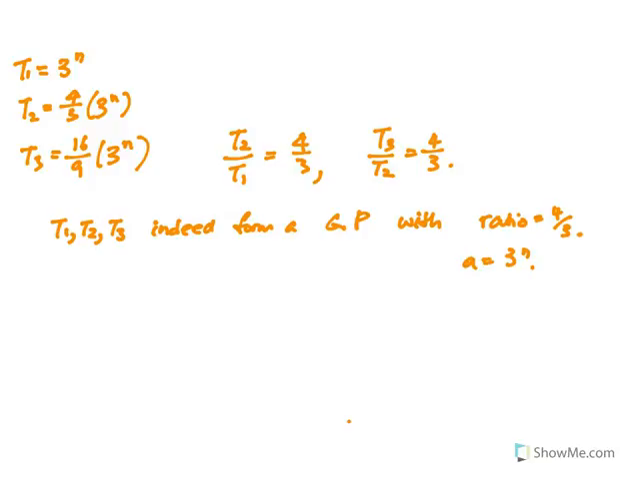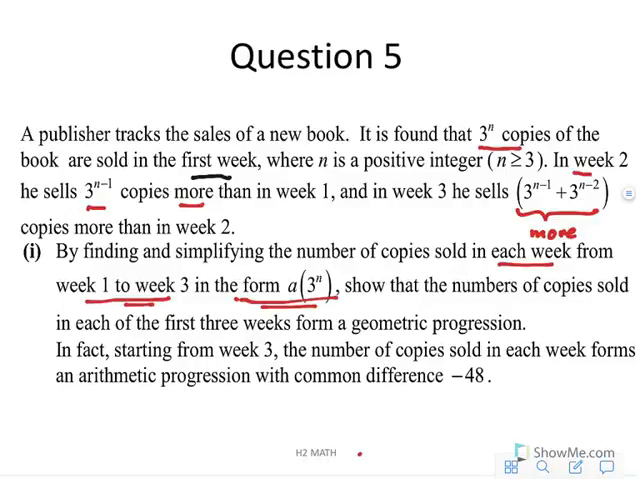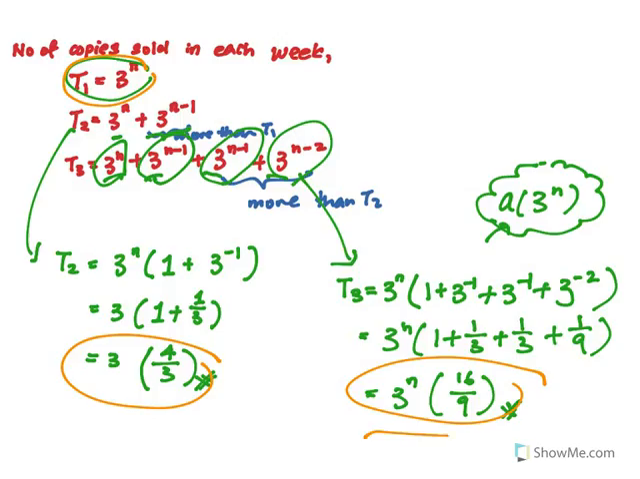Starting from week 3, the number of copies sold in each week forms an AP with a common difference of negative 48. So D is now equal to negative 48. And we are starting from week 3. So that means, in this case, week 3 is actually our first term. So what is week 3? Remember, week 3 is actually this term.